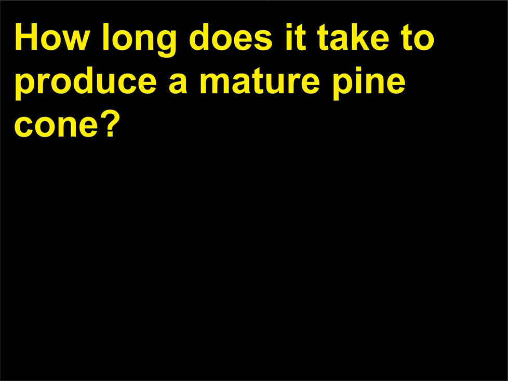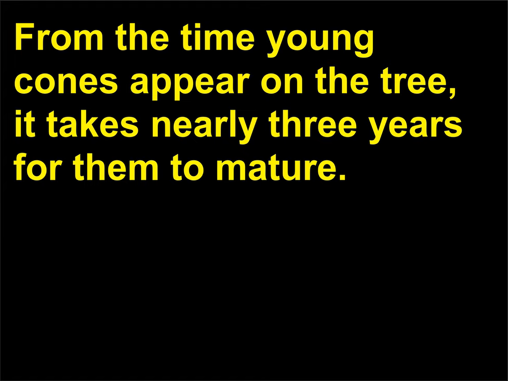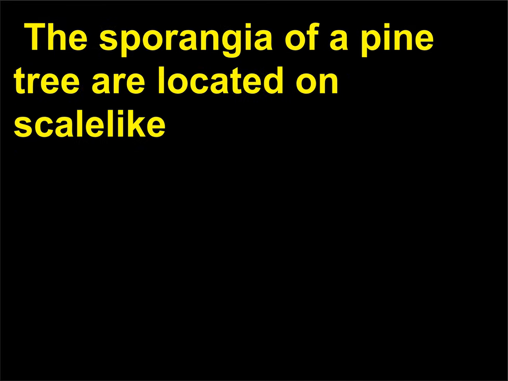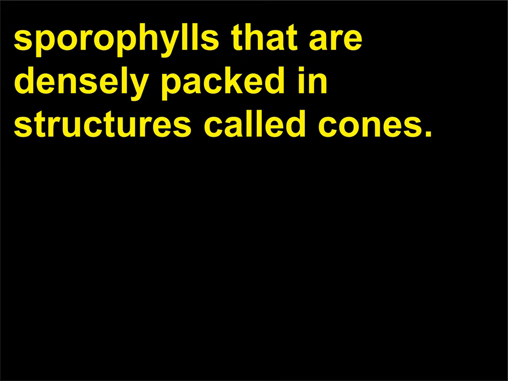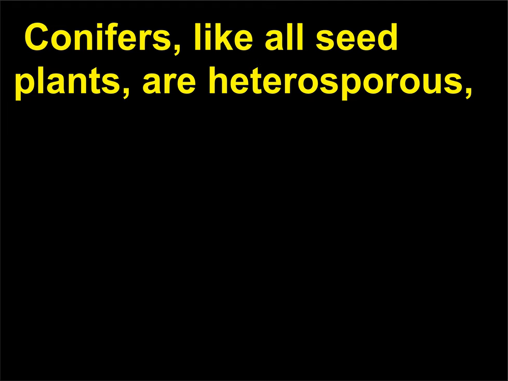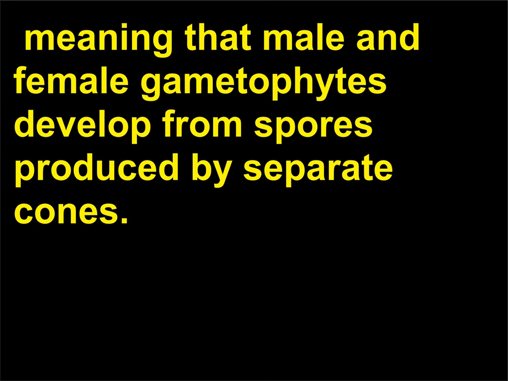How long does it take to produce a mature pine cone? From the time young cones appear on the tree, it takes nearly 3 years for them to mature. The sporangia of a pine tree are located on scale-like sporophylls that are densely packed in structures called cones. Conifers, like all seed plants, are heterosporous, meaning that male and female gametophytes develop from spores produced by separate cones.